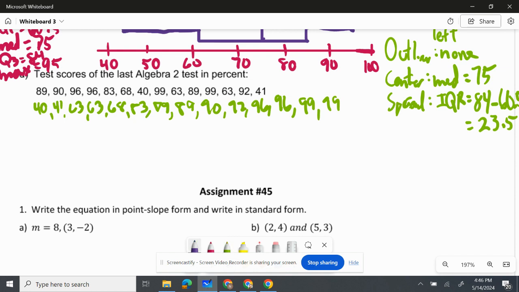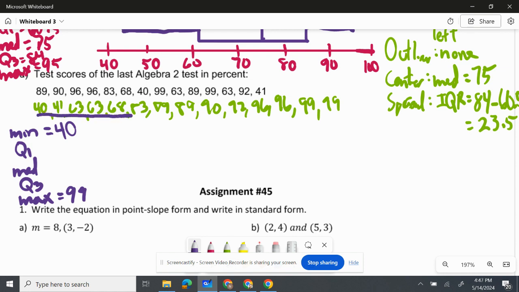We're going to find our 5-number summary. We have our minimum, our Q1, median, Q3, and maximum. Minimum, of course, and maximum are always easy to find. And then our median: 1, 2, 3, 4, 5, 6, 7, 8, 9, 10, 11, 12, 13, 14. So we've got 7 on one side and 7 on the other. So in between 89 and 89 would, of course, be 89. Then we have an odd number, so that would be 63. And an odd number, which would be 96.